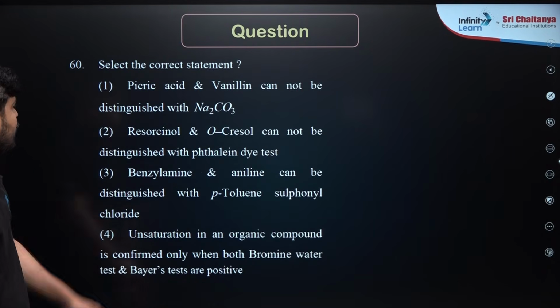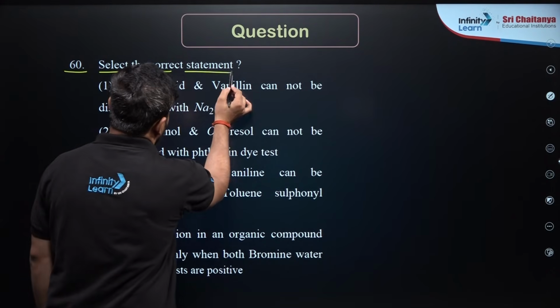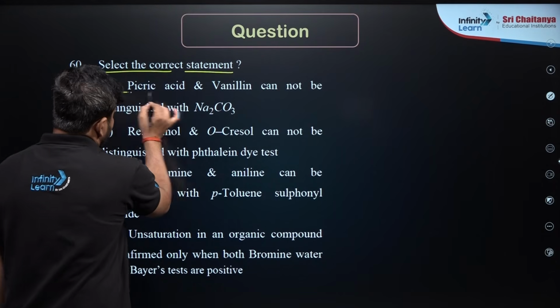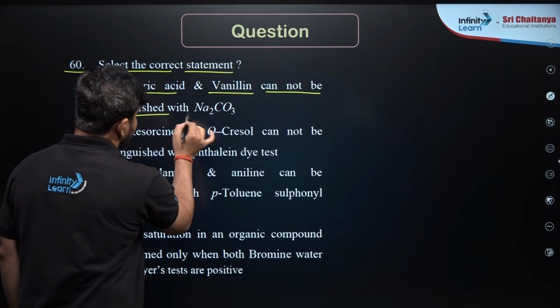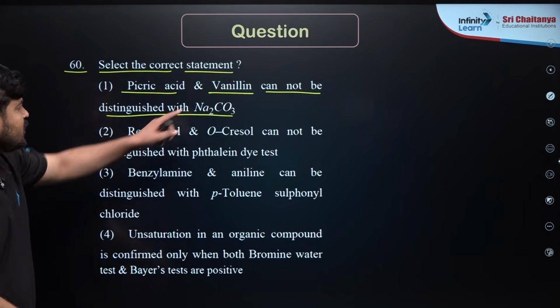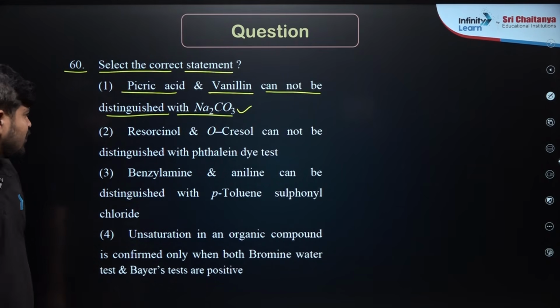Now I am coming to the next question. Question number 60. Select the correct statement. We have to select the correct statement here. First one is picric acid and vanillin cannot be distinguished with Na2CO3. So picric acid is highly acidic. This one basically can react with the sodium carbonate, but vanillin is basically not going to react.